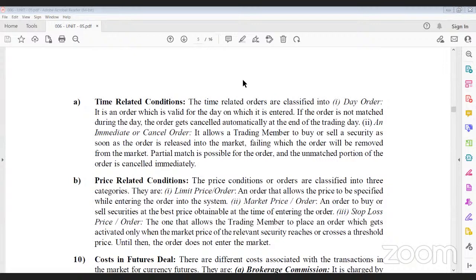Market price is the price at which you buy or sell at the time of entering the order. And stop loss price, or trigger price, is nothing but a price that allows the trading member to place an order which gets activated only and only when the price of the relevant security reaches or crosses a threshold price. Until then, the order does not enter the market.